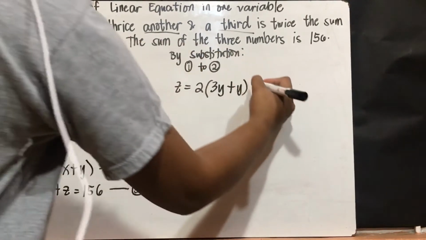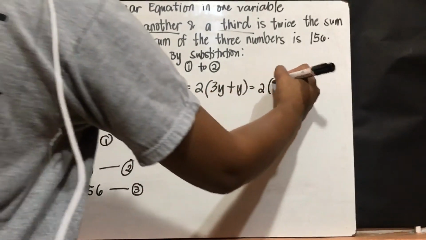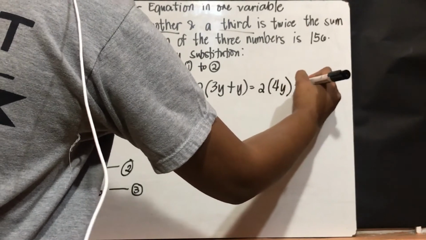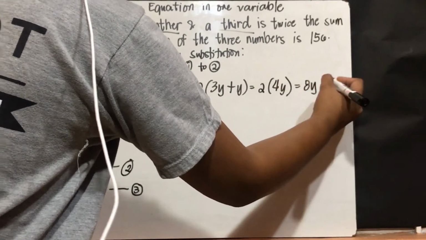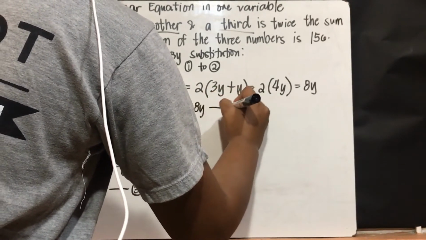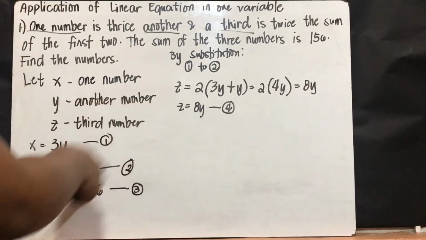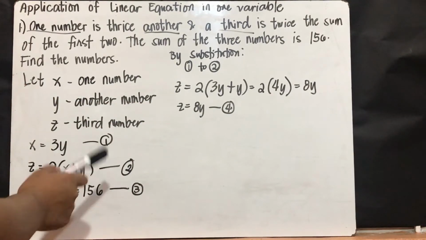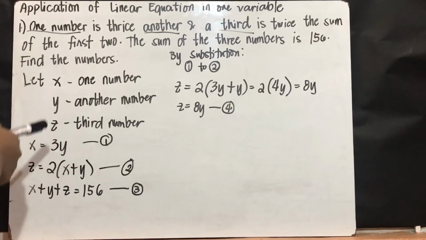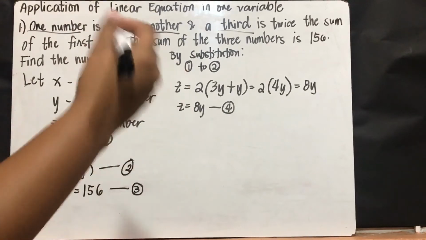And then, mag-simplify ka na. So, this will be equal to 2 times 3y plus y is equal to 4y. So, this will be equal to 8y. So, your z is equal to 8y. This is your equation number 4. So, from that, pwede natin ulit i-substitute si z dito sa equation number 3 along with equation number 1 so that our unknown variable na lang will be y.